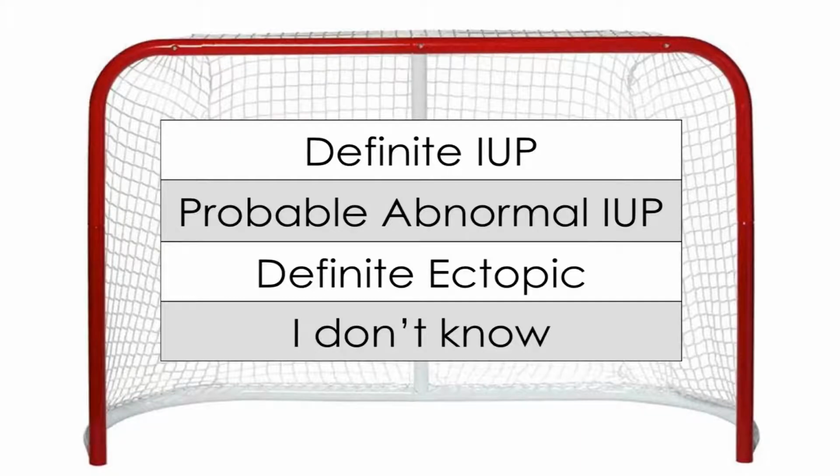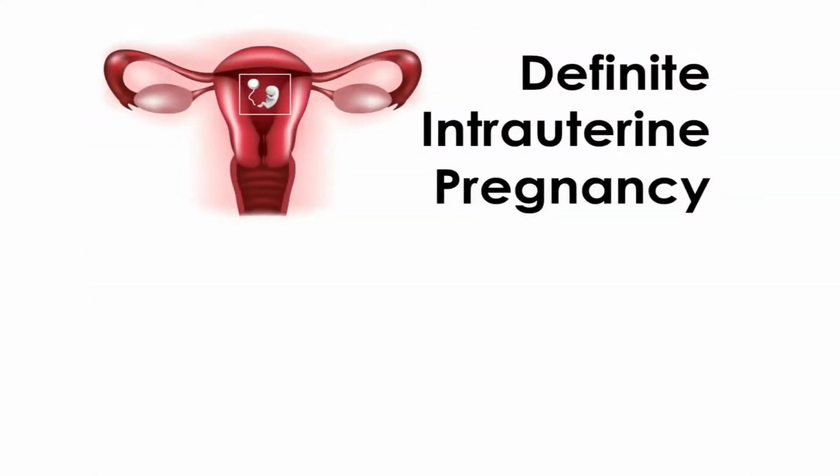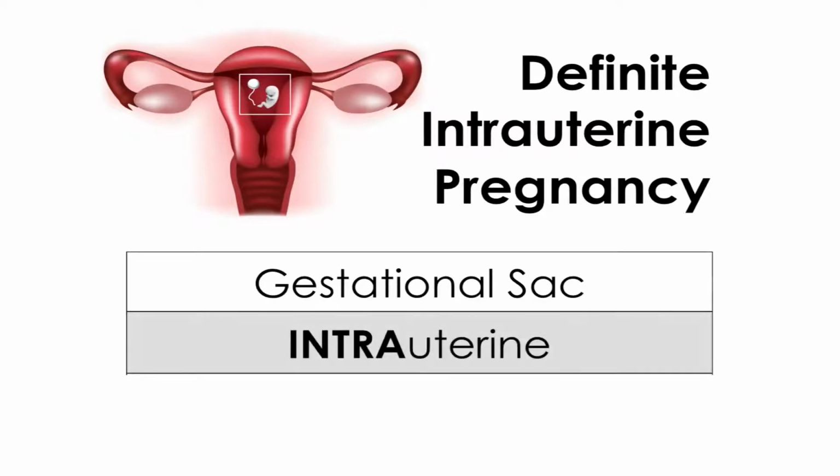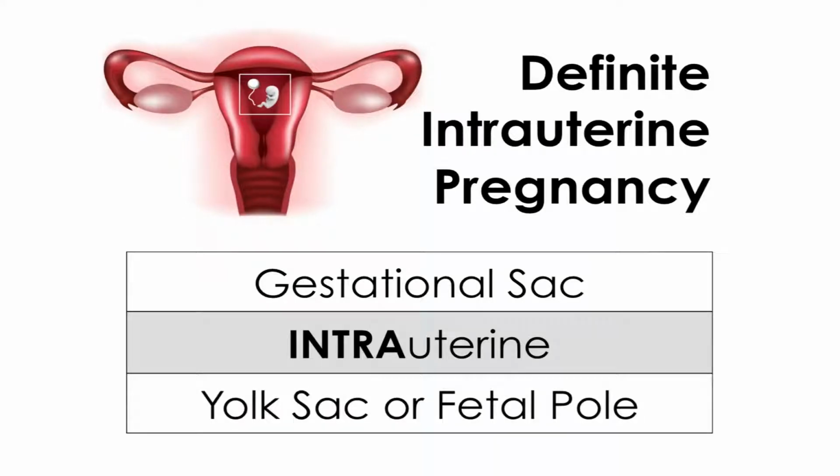simply, I don't know. To establish the diagnosis of definite intrauterine pregnancy by ultrasound, the examiner should look for the following 3 characteristics. A gestational sac with a sonolucent center greater than 5 millimeters, the pregnancy must be located in the uterus, and the pregnancy must contain at least a yolk sac and or fetal pole.